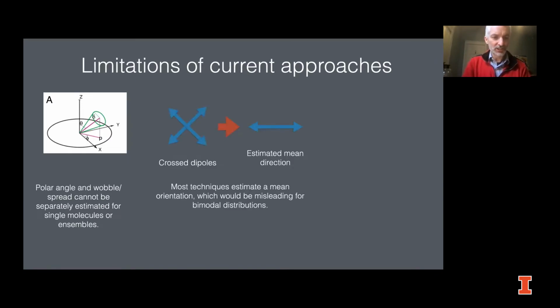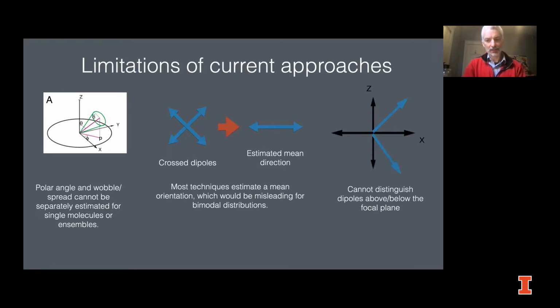We would typically estimate a mean orientation. And so, in a more complex system, if we had crossed dipoles, the best we could hope for from the single view system would be to estimate the mean direction. And then we wouldn't be able to distinguish dipoles that are above or below the focal plane. They would both project into the focal plane in the same way.